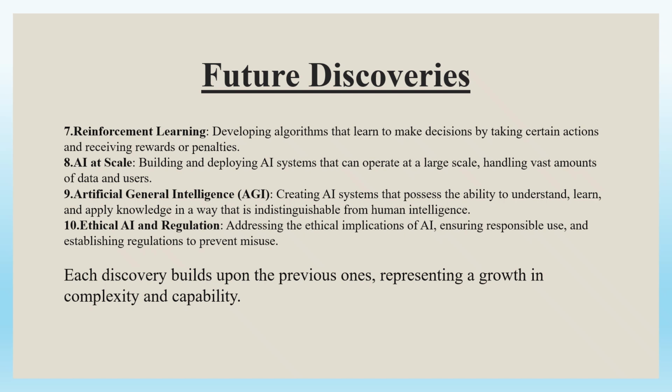And number 9, it's the AGI. We described that earlier. But we need that AI system that possesses the ability to understand, learn, and apply knowledge in a way that is indistinguishable from human intelligence.